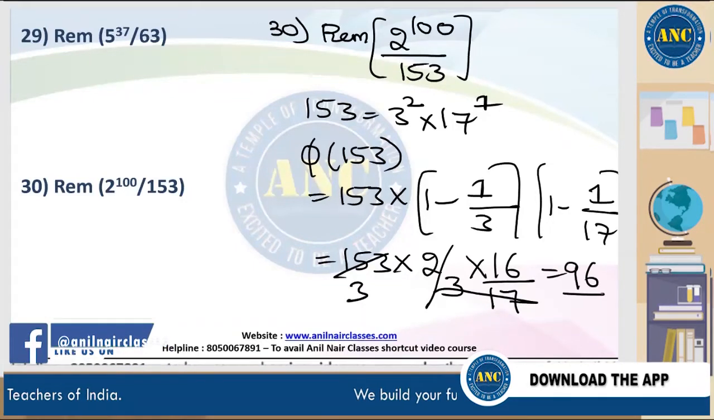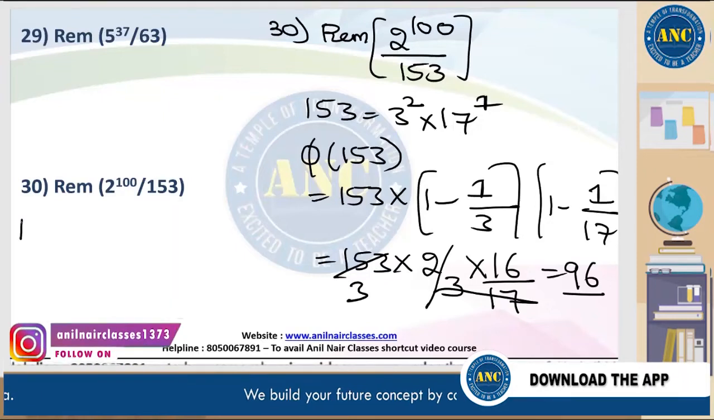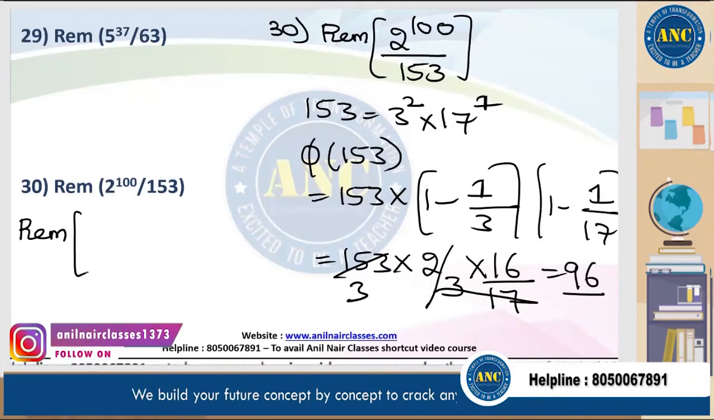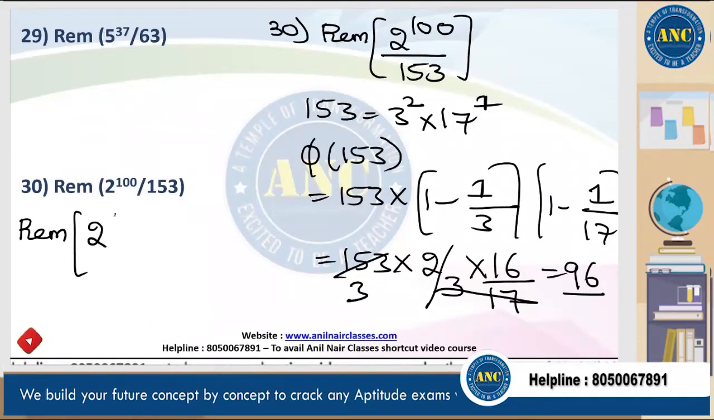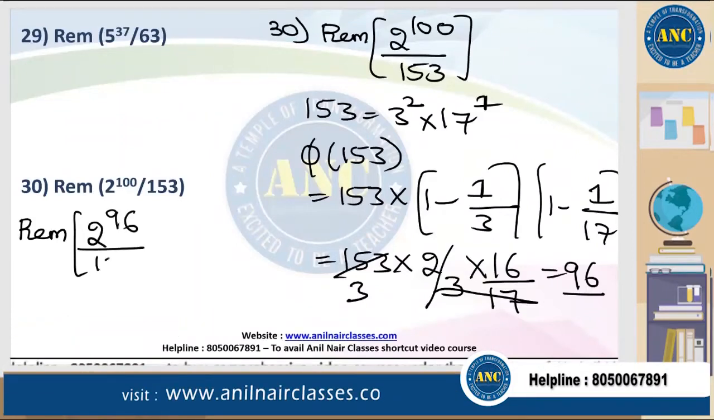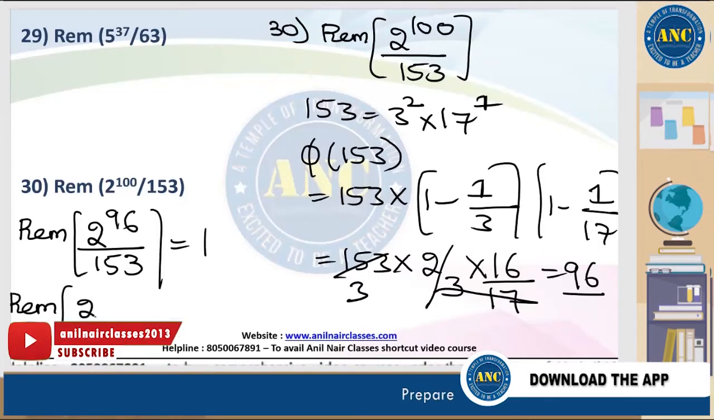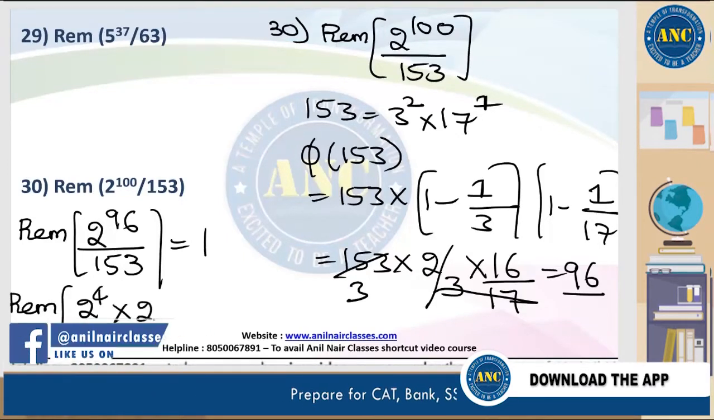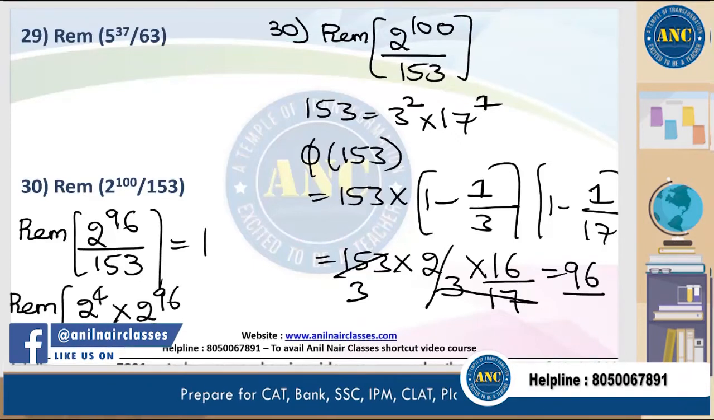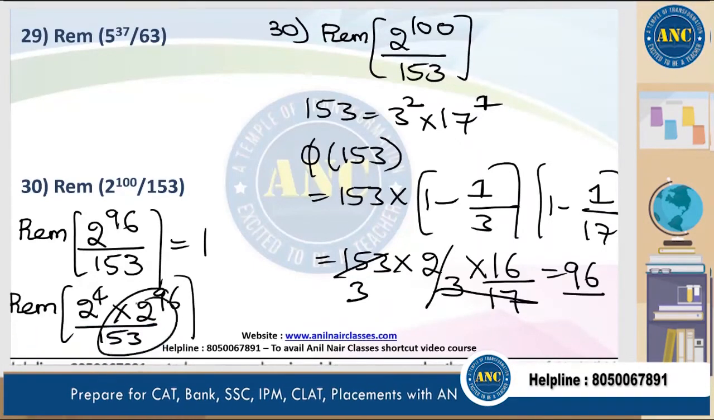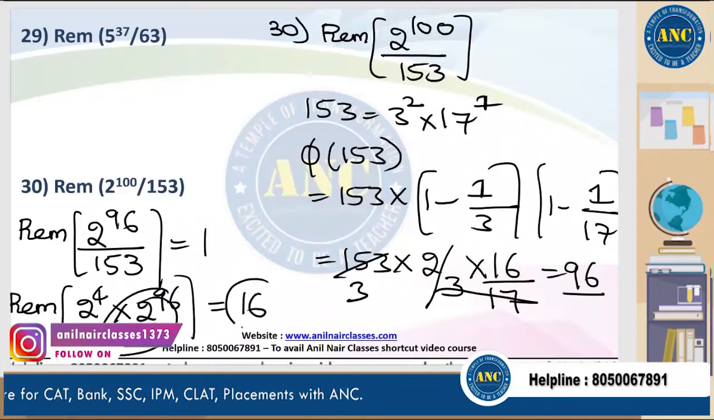So according to the quotient function, Euler's theorem says 2 power 96 by 153 is directly 1. But I want 2 power 100. So 2 power 4 into 2 power 96 by 153. It is 1, so the answer is 16.